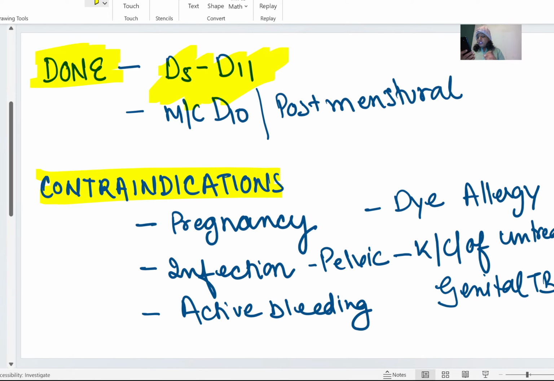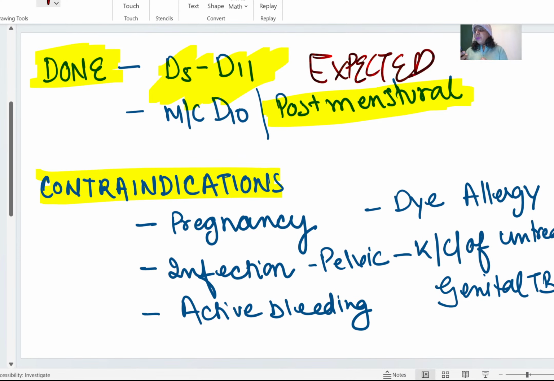Okay, it is also known as post-menstrual, because after the 14th day the lady can conceive. This is a very expected question this time. At what day of the LMP do we do HSG? Because we don't want the patient's pregnancy to interfere, and the lady gets pregnant around day 14. So we do it before day 14.